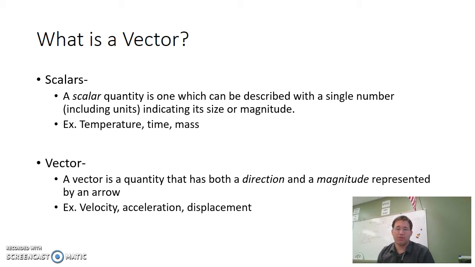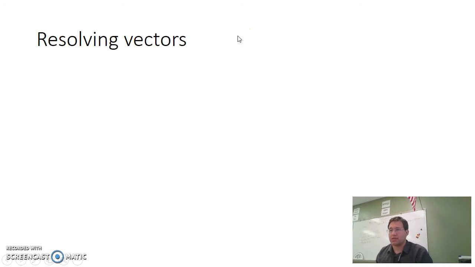When you travel 30 meters north and then 20 meters south, you can't just add 30 to 20, even though you have traveled a total of 50 meters. The displacement of that, where you end up, is only 10 meters away. So you can combine things together, but you have to do it in a very specific way. So let's take a look at how to resolve vectors.